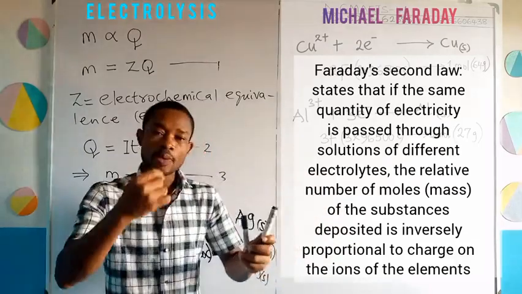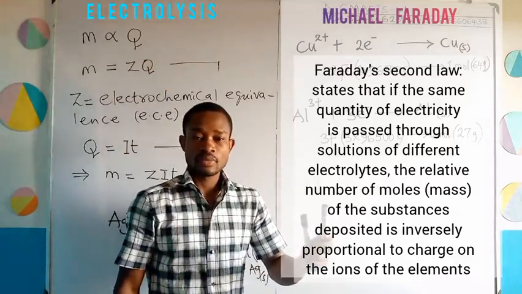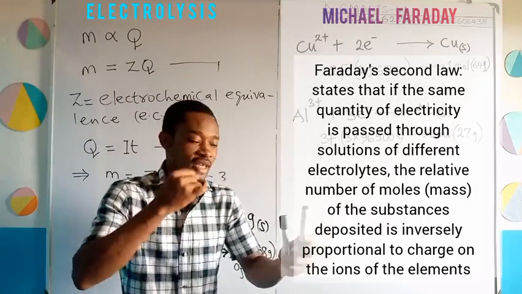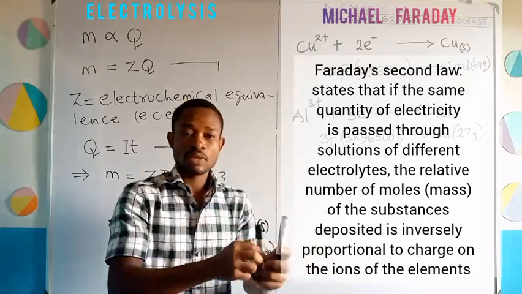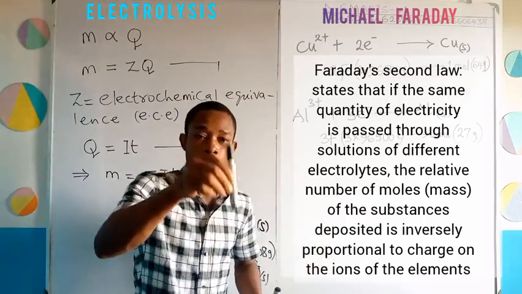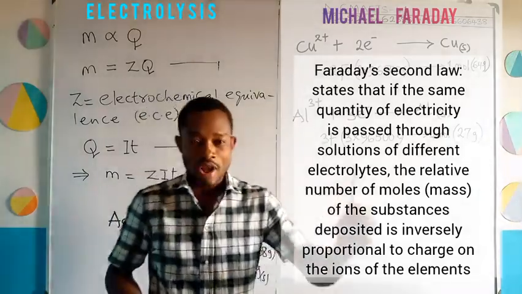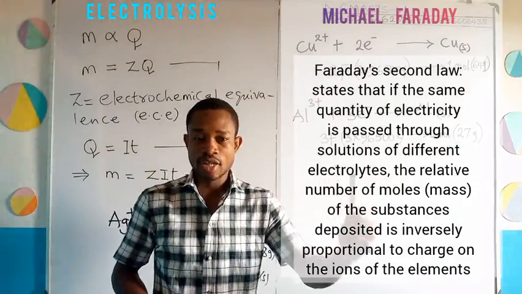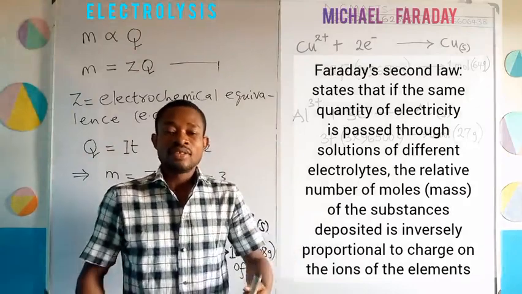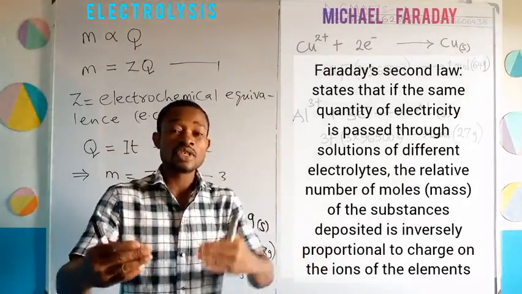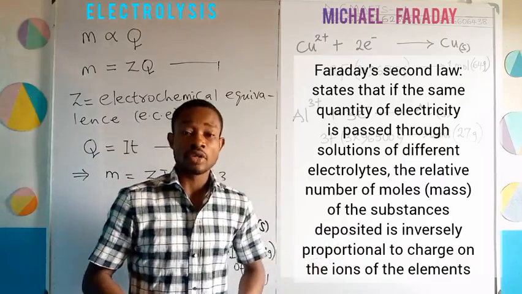You know the concept of inversely proportional, what does it mean? As one is increasing, the other is decreasing. Which means generally that the one that has a lower charge, more of its mass will be produced. Like if this is univalent, then more moles of this will be produced, a higher mass of this will be discharged. And if this is trivalent, the mass that is going to be discharged will be less than this. Because the law said that the mass or the number of moles discharged will be inversely proportional to the charge of the ions.